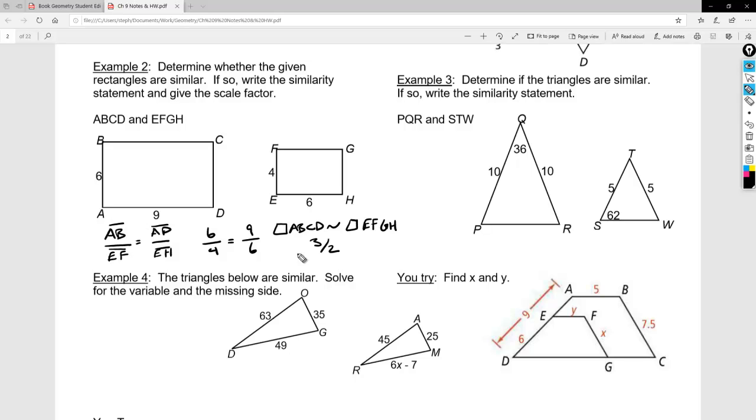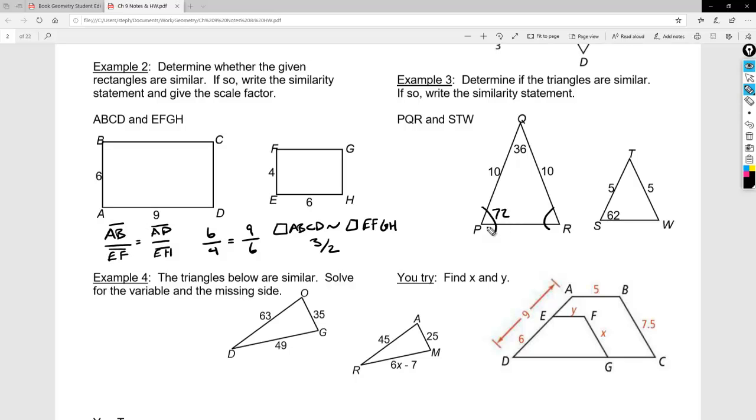Okay, next example, we want to determine if these triangles are similar, and if so, write the similarity statement. So it looks like I have two isosceles triangles. If I find my angle here, I just have to subtract 36 from 180, so I get 144, divided by 2 is 72. So right off the bat I see a problem.